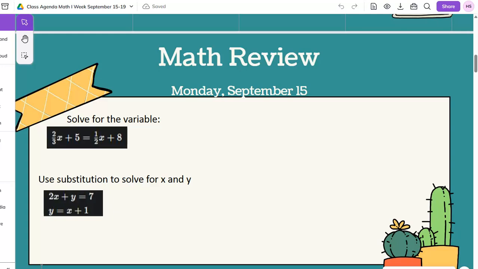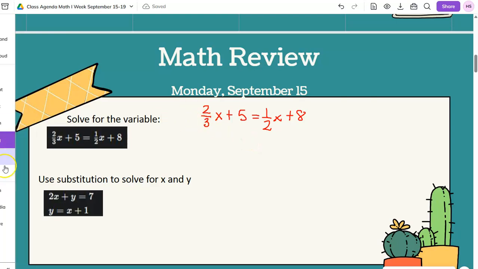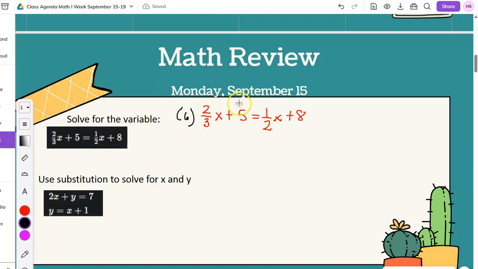Okay. You should have solved both these problems already. So let's go over them quickly. I have 2/3 x plus 5 equals 1/2 x plus 8. I know that 2 cannot go into 3, so 3 is not going to be my common denominator. But I know that 3 can go into 6 and so can 2. So I'm going to multiply all sides, all terms, by 6.